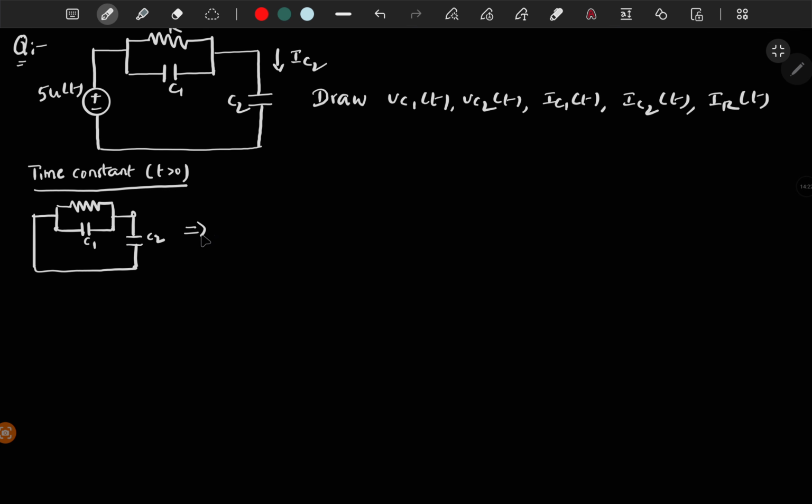So if you look at this circuit, then it looks like this one, and the resistor R is also in parallel with both the capacitors. You have resistor R and two capacitors in parallel, which means you will get C1 plus C2. So since you have only one capacitor, this is a first order circuit.